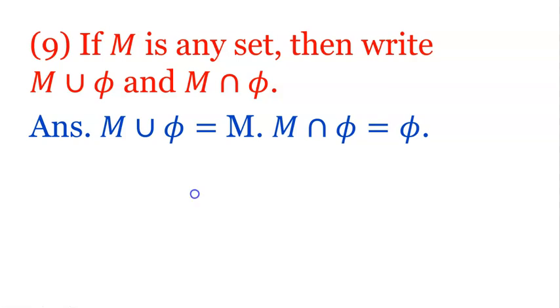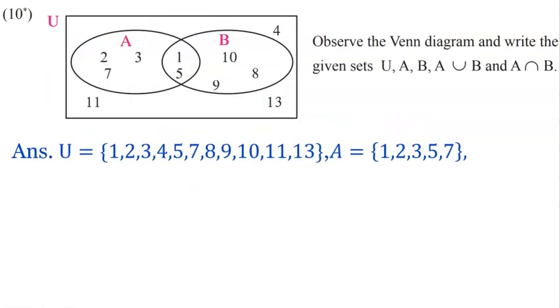Now next, example number 10. Observe the Venn diagram and write the given sets: U, A, B, A union B, A intersection B. Now we need to write U, the universal set, everything: 1, 2, 3, 4, 5, 7, 8, 9, 10, 11, 13. Okay. What about A? What will we take in A? 1, 2, 3, 5, 7.